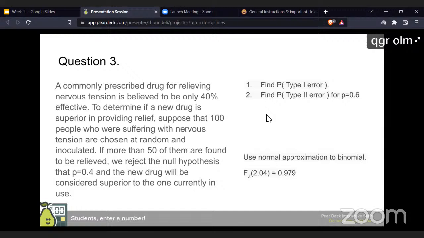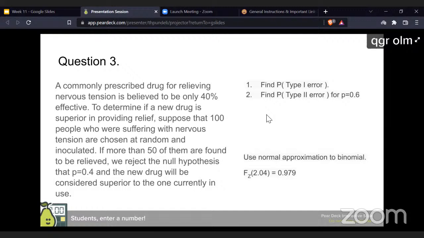So since you wanted to check whether this new drug that has been introduced is working better or not, you want your P to be greater than 0.4, because initially it was a 40% chance. So you want this chance to be more. So the alternative should be P greater than 0.4. But ma'am, it's written if more than 50 of them are found to be relieved, we reject the null hypothesis. How can we take anything less than 0.5? We are not taking anything less than 0.5.